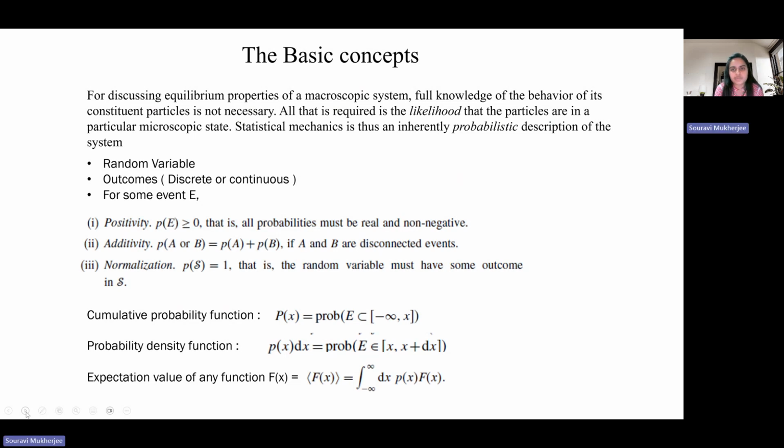Now, when we talk about probability distributions, one needs to know what a random variable is. So what is a random variable? If you define a certain event, for example tossing a coin, then the event of tossing a coin is associated with some random variable, which is whether you get a head or a tail.